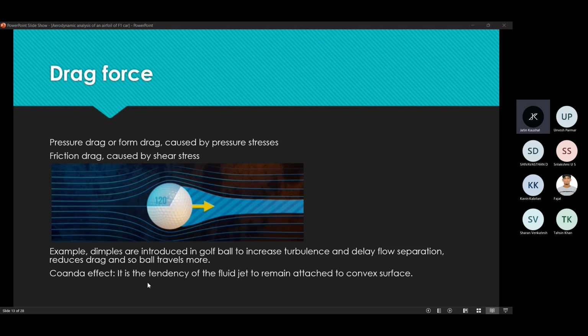The Coanda effect is the tendency of a fluid jet to remain attached to a convex surface. It explains the tendency of air to remain attached to the surface of the object it is flowing past.